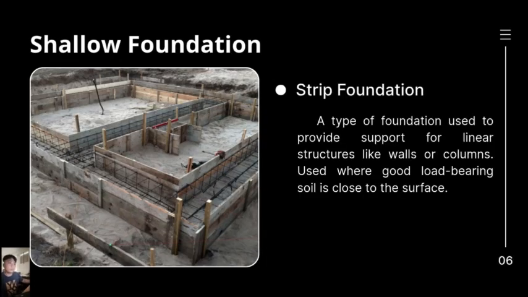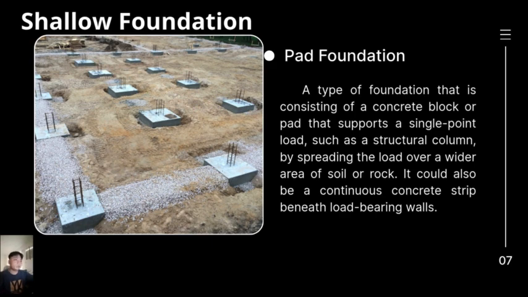First is strip foundations, a type of foundation used to provide support for linear structures like walls or columns, used where good load-bearing soil is close to the surface. Next is pad foundation, a type of foundation consisting of a concrete block or pad that supports a single point load, such as a structural column, by spreading the load over a wider area of soil or rock. It could also be a continuous concrete strip beneath the load-bearing walls.